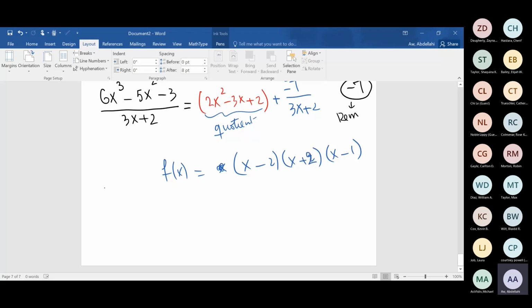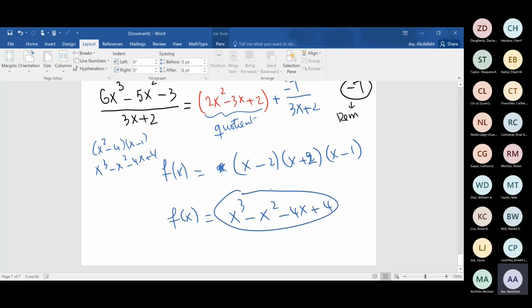But if I do this, let me do my math. If I say this is x squared minus 4 times x minus 1, that gives x cubed minus x squared minus 4x plus 4. Okay, so if I do f of x is equal to x cubed minus x squared minus 4x plus 4, and I ask what are the zeros? This is the same polynomial, right? It is the same one.